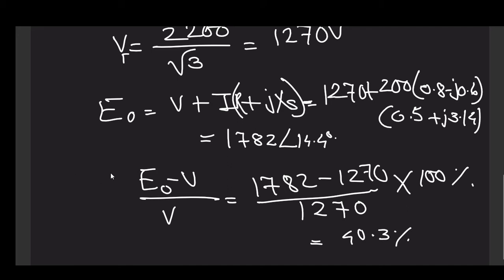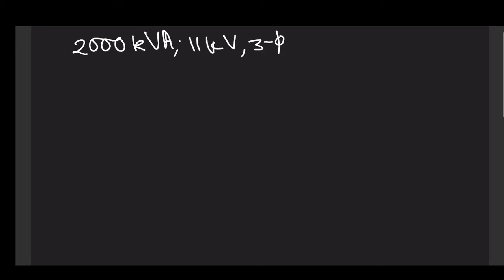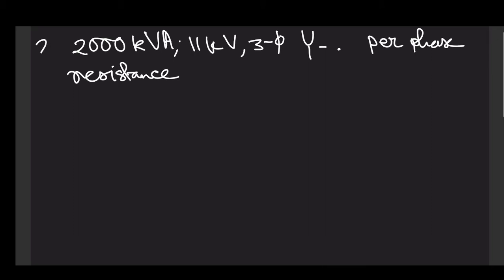Okay, so heading towards our next problem. Our next problem says it is a 2000 kVA, 11 kV, 3-phase Y connected alternator. Per phase resistance, this is problem number 2.